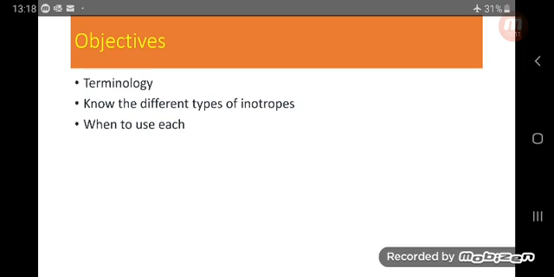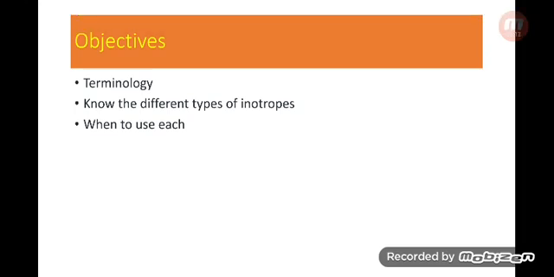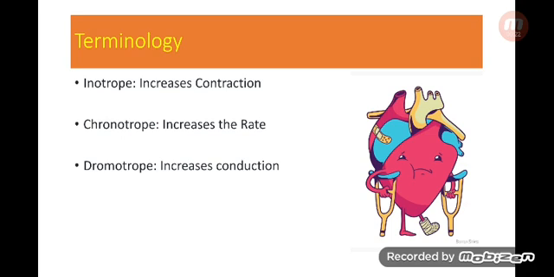So in this session, we're going to try to cover the terminology related to inotropes, know the different types of inotropes and when to use each one of them. Basically, when we're saying inotropes, we're not just saying inotropes, we're referring to other drugs that can support the heart when it's struggling, within the same field. Inotropes are the drugs that increase contraction of the heart.